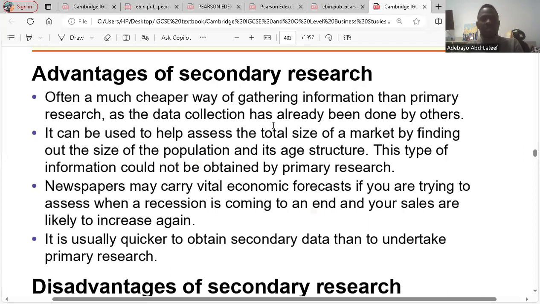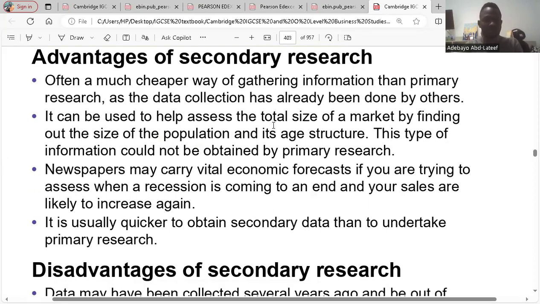Two, it can be used to help assess the total size of a market by finding out the size of the population and its age structure. This type of information could not be obtained by primary research. You can't get census statistics of people through primary research. It's going to take a whole time. Do you get it? Yeah. So it takes time, so it's good to use secondary research.